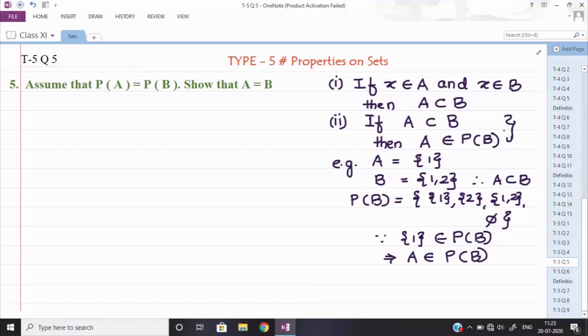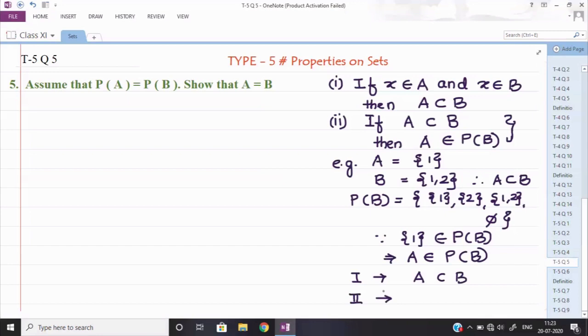This question we can solve in two parts. In the first part, I will show A is a subset of B. This is quite a long question, so we'll take some time to finish it. Don't worry, some other questions will be smaller and we'll definitely finish the required set of questions in the given time. So this question we need to spend some time on.